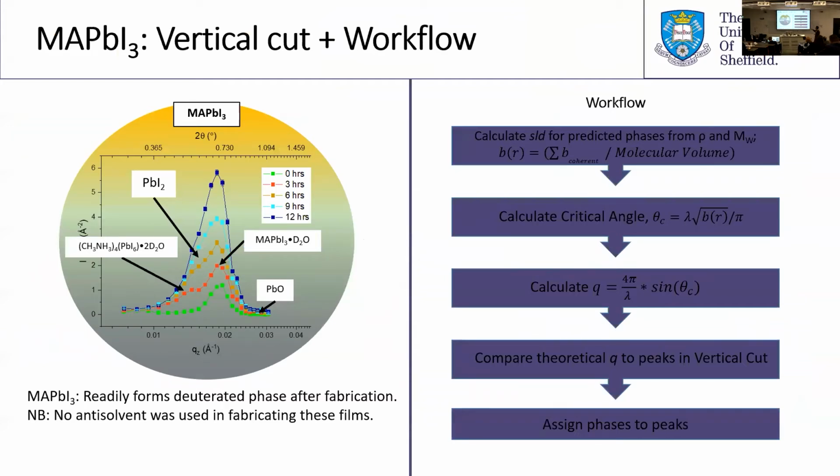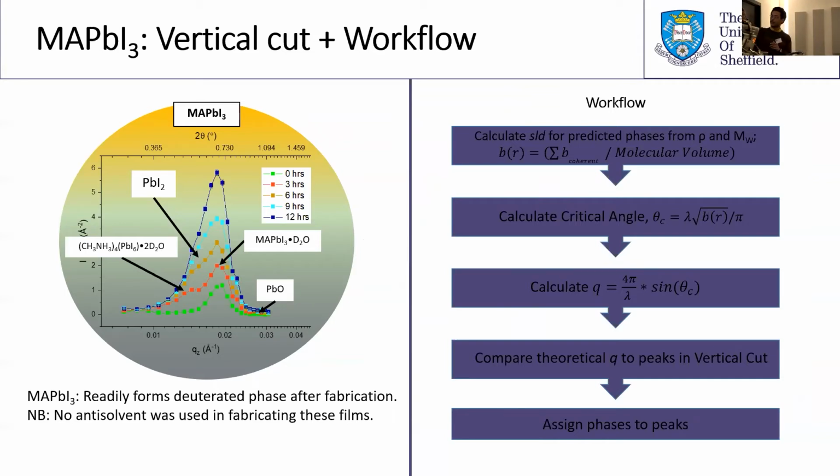The workflow for determining what phases were present was as follows. For the specific phases I'm looking for, I'll calculate the critical angle and the Q values associated with that, and then compare the theoretical critical Q value for those phases to the peaks I see in my diagram. While in a lot of the films the peaks are quite closely spaced, I can still assign phases to the film, because the overlap of those peaks results in convolution that increases the amplitude as observed in the profile.